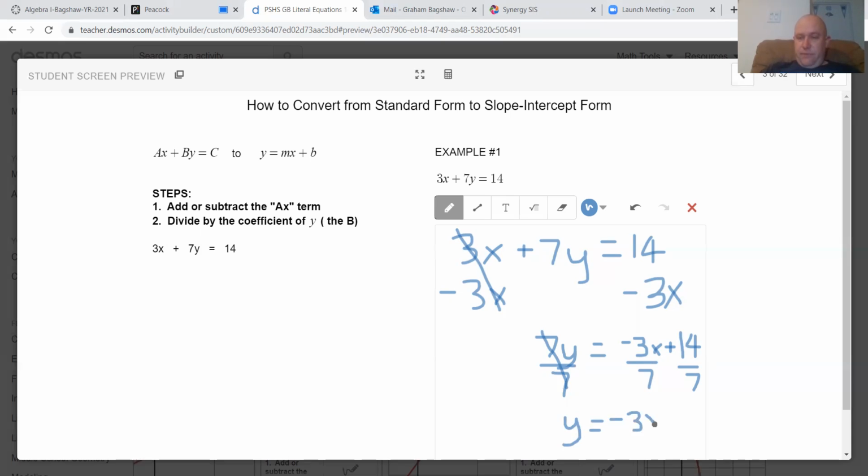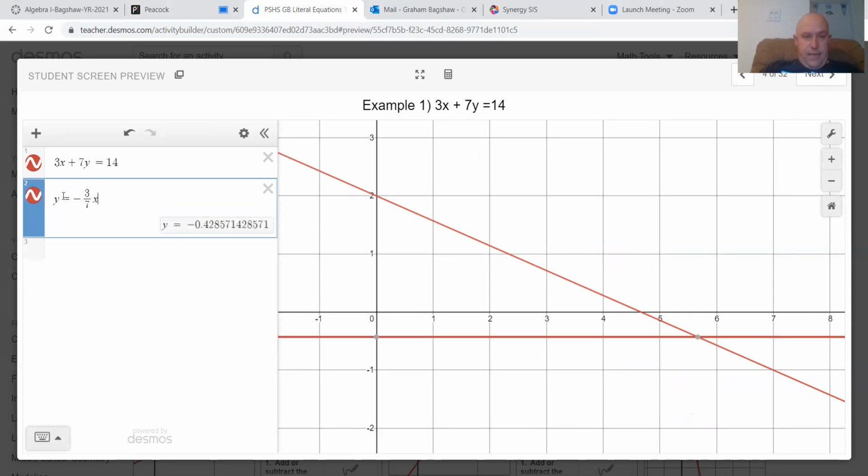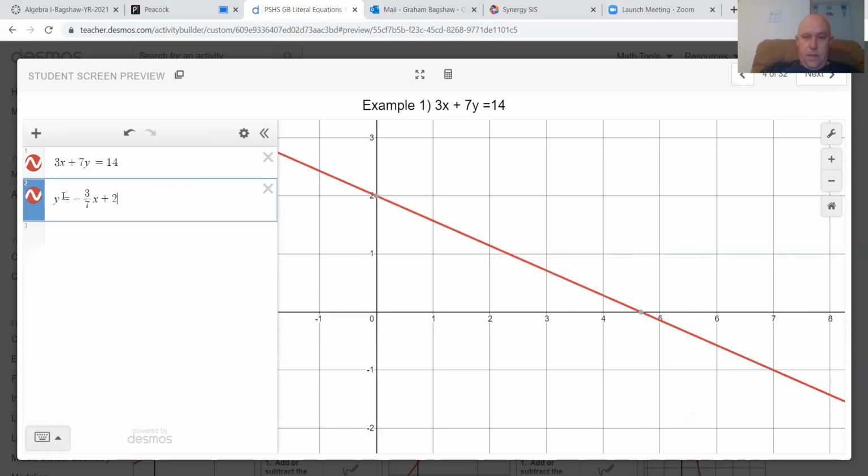Negative 3x over 7 doesn't actually simplify. And 14 over 7 gives us 2. Now, if we want to check to see if that's correct, we can type in that answer. I think it's negative 3 over 7x plus 2. And then just take a look at the picture, and you can see that is indeed the same line. So we know we have the correct answer.